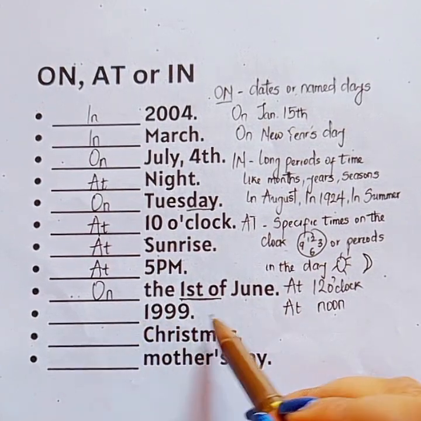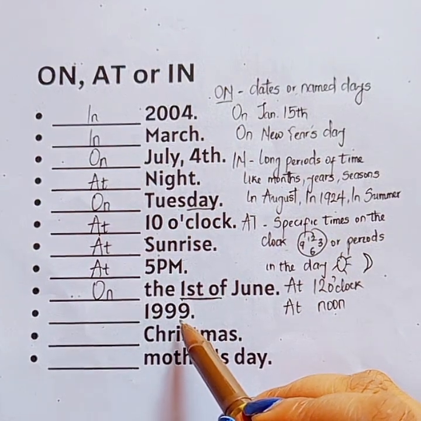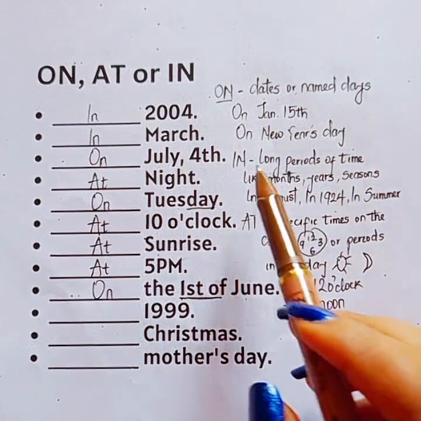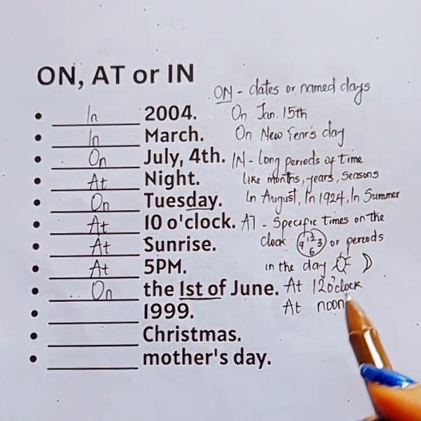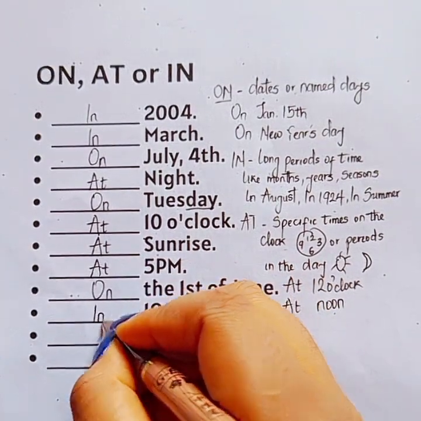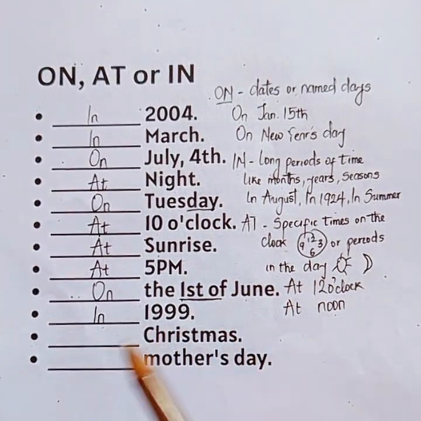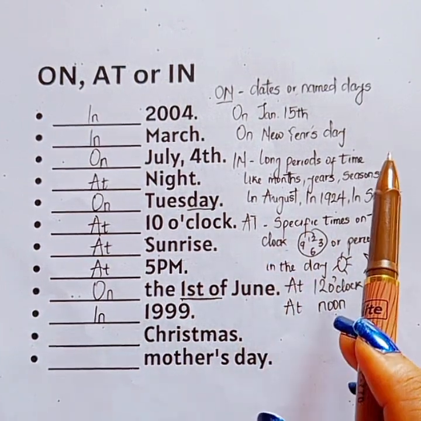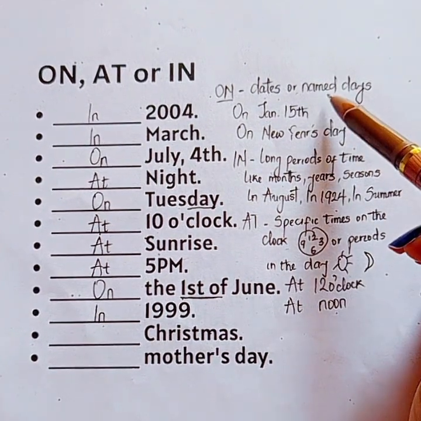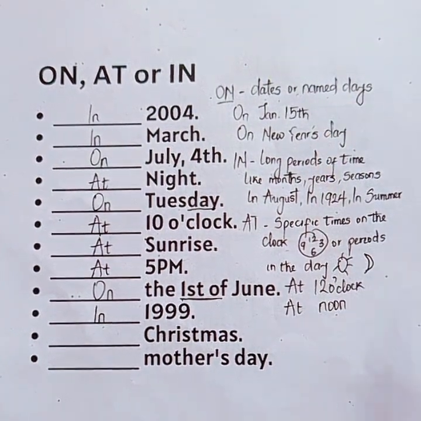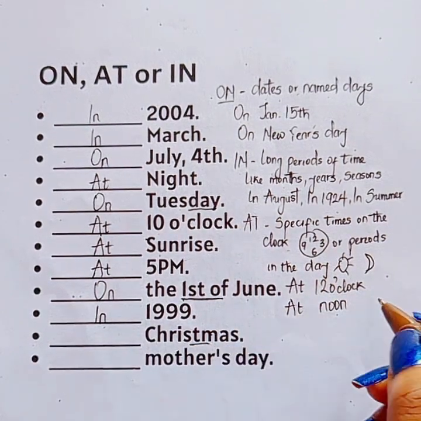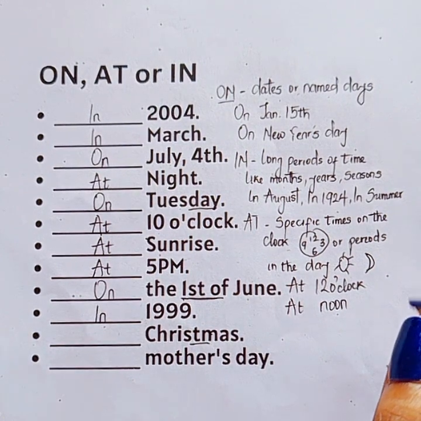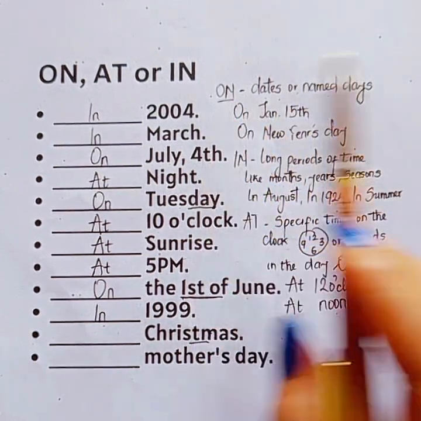Blank 1999. Now, this is a year. Okay, a long period of time. And for years, we use in. So we have in 1999. Blank Christmas. What is the correct answer? This is a named day. Okay, Christmas is a single day. That is on the 25th of December, right? That is Christmas Day. And for named days, we use on.